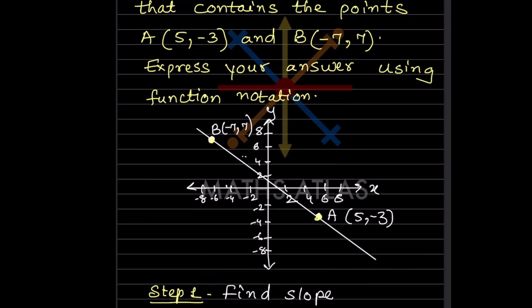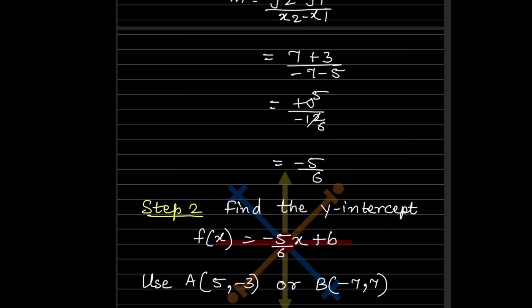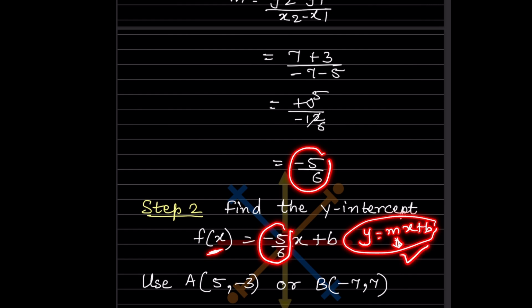Then we will find out the y-intercept. We can write y is equal to mx plus b. Y is nothing but f of x. So this is the formula y is equal to mx plus b. Now you got m, that is the slope, which is -5 by 6. So you can write f of x is equal to mx plus b, or y is equal to mx plus b. Both are the same. So here in place of m, that is -5 by 6, x plus b.